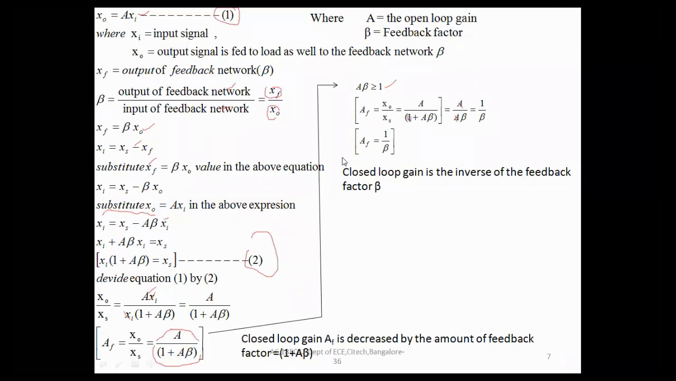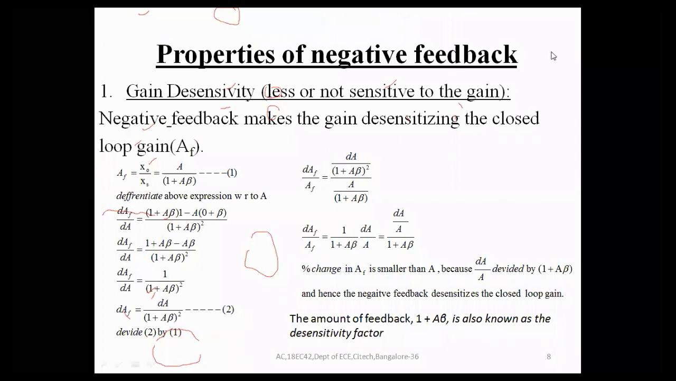Now I'll move to the properties of negative feedback. The first property is gain desensitivity. It means that negative feedback makes the closed loop gain desensitized. After connecting the negative feedback, the gain becomes desensitized against changes. Now consider that after connecting the negative feedback, AF equals A divided by 1 plus A beta.